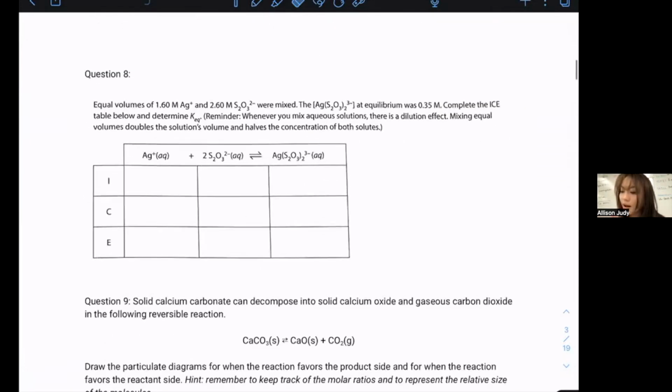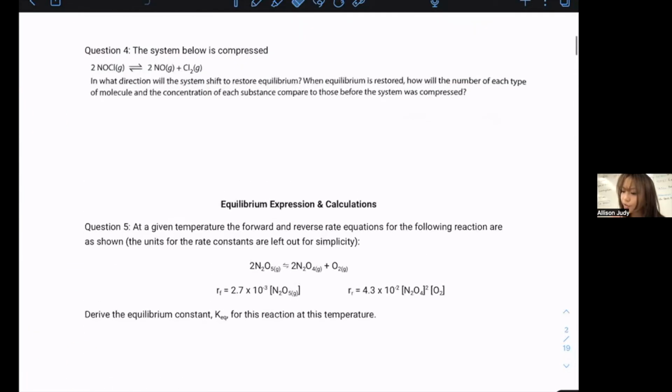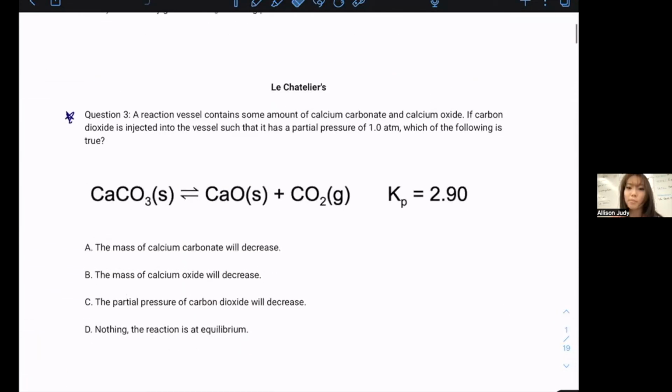And so here we go through the conceptual warm-up question. Again, look in the description below if you want to skip to the time when we start talking about AP level. So here is question 3. A reaction vessel contains some amount of calcium carbonate and calcium oxide. If carbon dioxide is injected into the vessel, some type of container, such that it has a high partial pressure of 1.0 atm, which of the following is true?